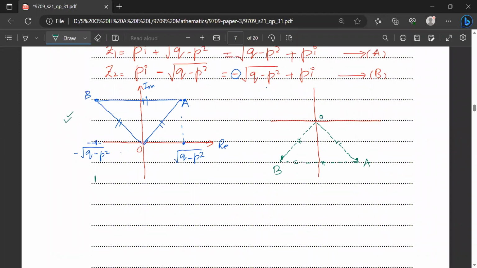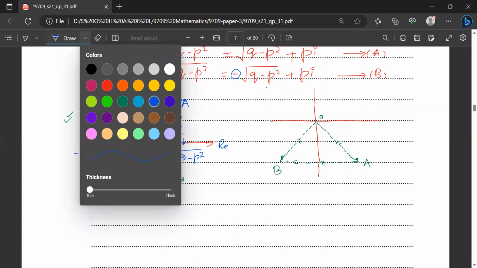This is an equilateral triangle, which means all lengths are equal. So the length is q minus p square, and q minus p square with a negative sign. The total length is you just add these two lengths. Like if you have minus 2 here and plus 2 here, the length is 4. You just add 2 plus 2, so it is 2 into q minus p square. So this length AB is 2 into q minus p square.